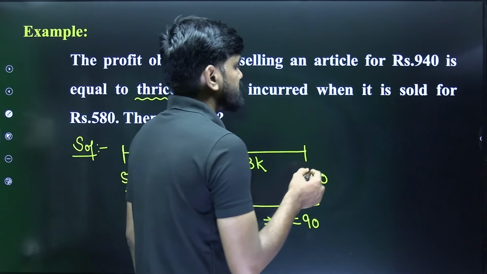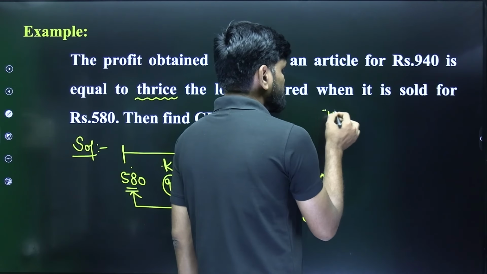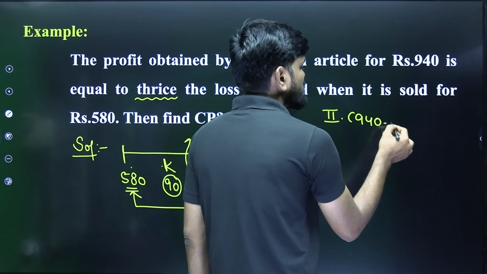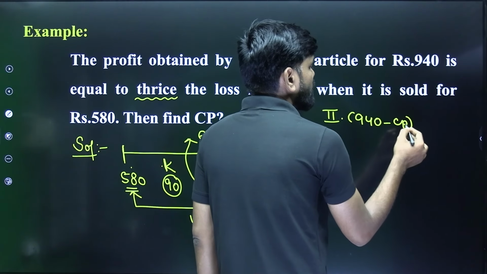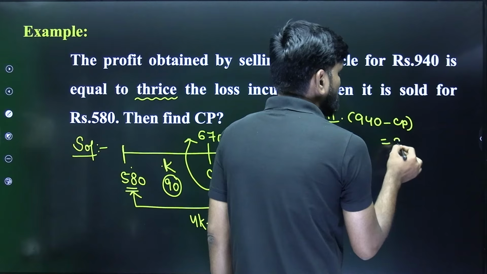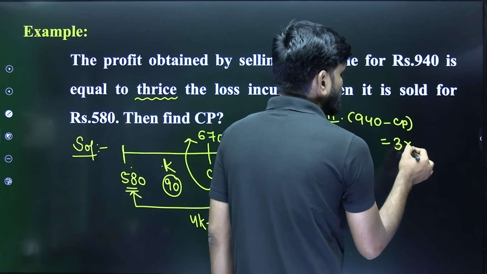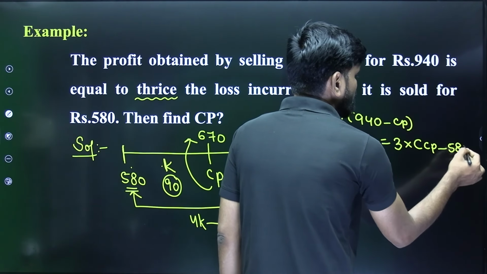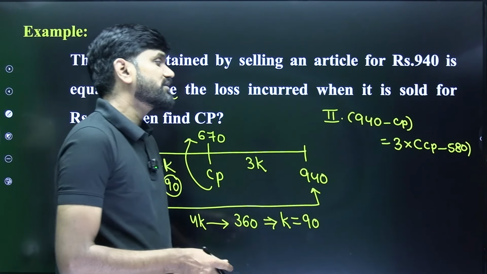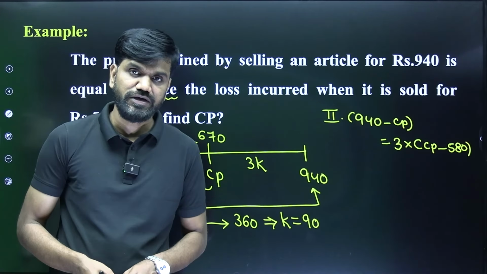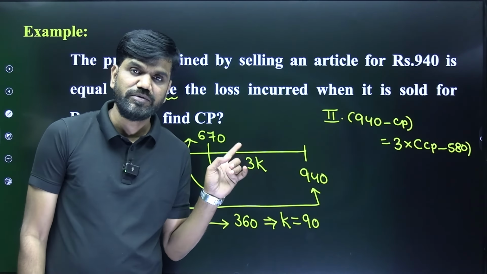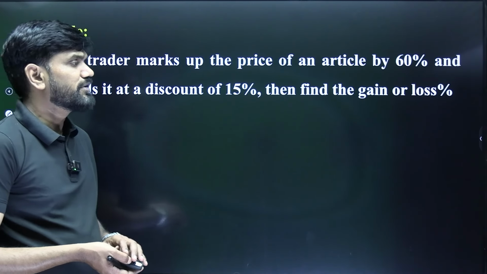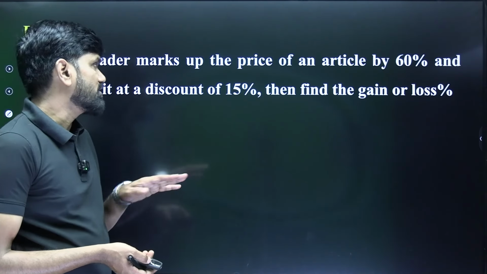If you wish to go by equation, I'll show you that also. The profit obtained by selling an article for 940 is 940 minus CP. That is equal to 3 times the loss incurred when it is sold for 580, so 3 times CP minus 580. Solving that, you will get the value of CP. That is another way of looking at it. But I prefer the line diagram approach only. Next, dear. That model is complete.